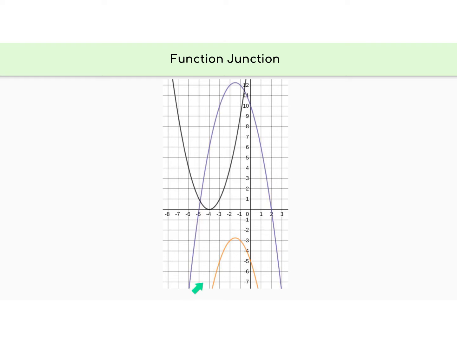So if I take a look at our orange parabola, here we can see there is no x-intercept. So no x-intercept, no solution. If we look at our black parabola, it has one solution, which is at -4. And then finally our purple parabola has two solutions, one at -5 and one at +2.